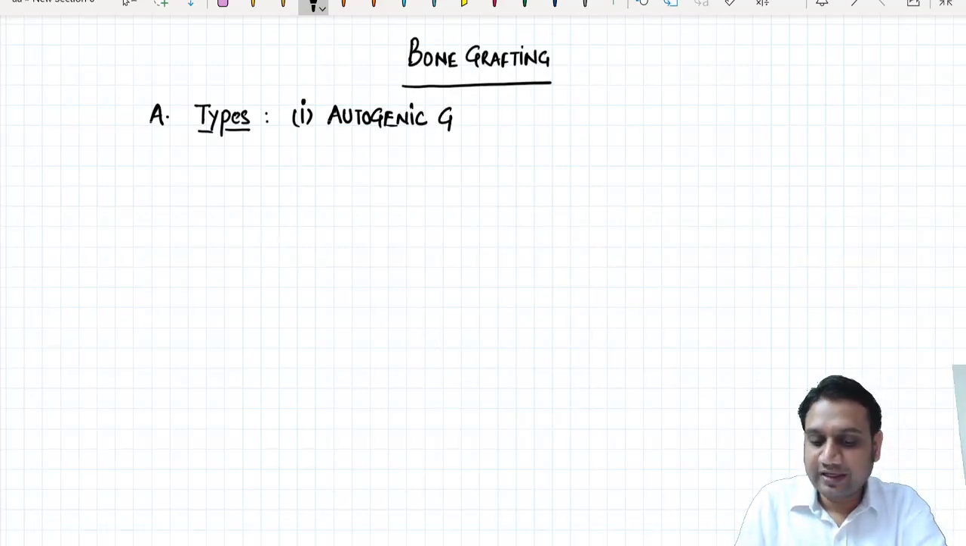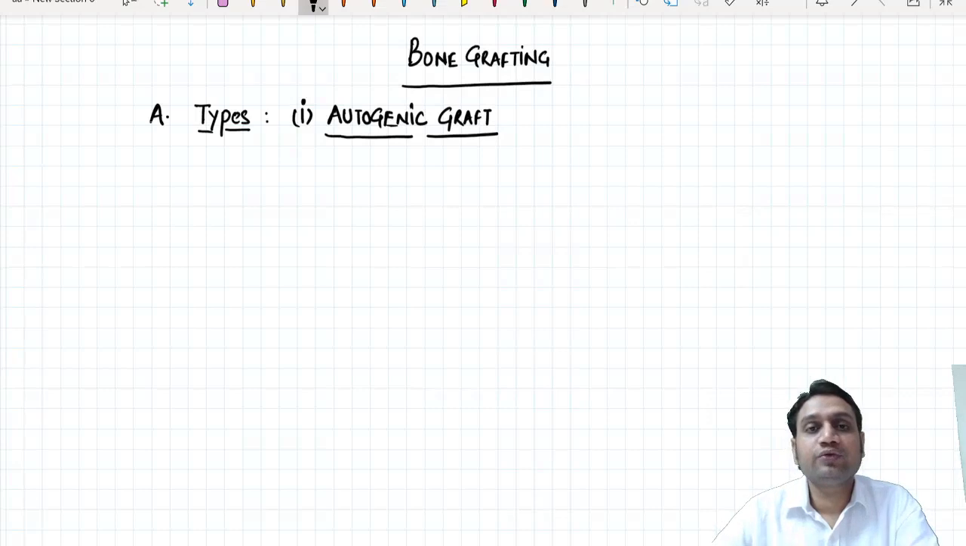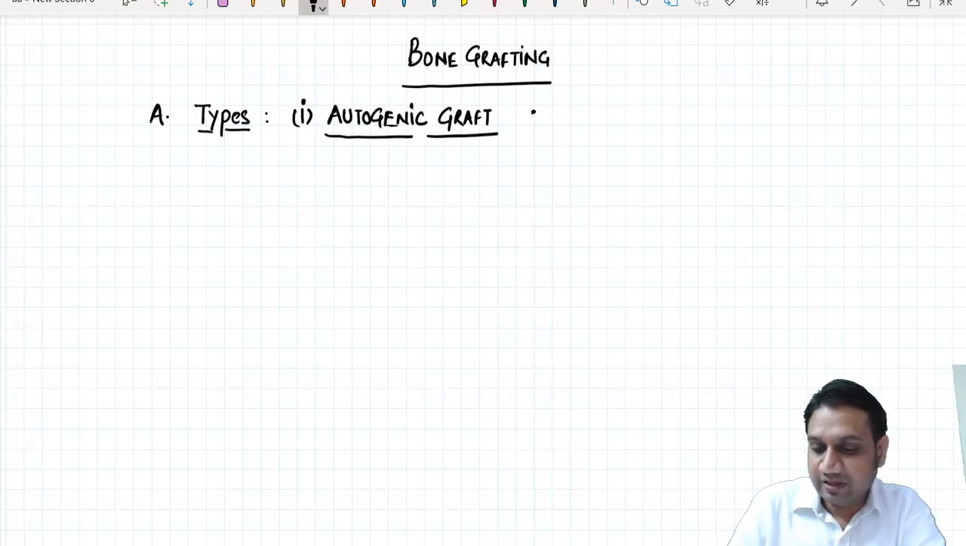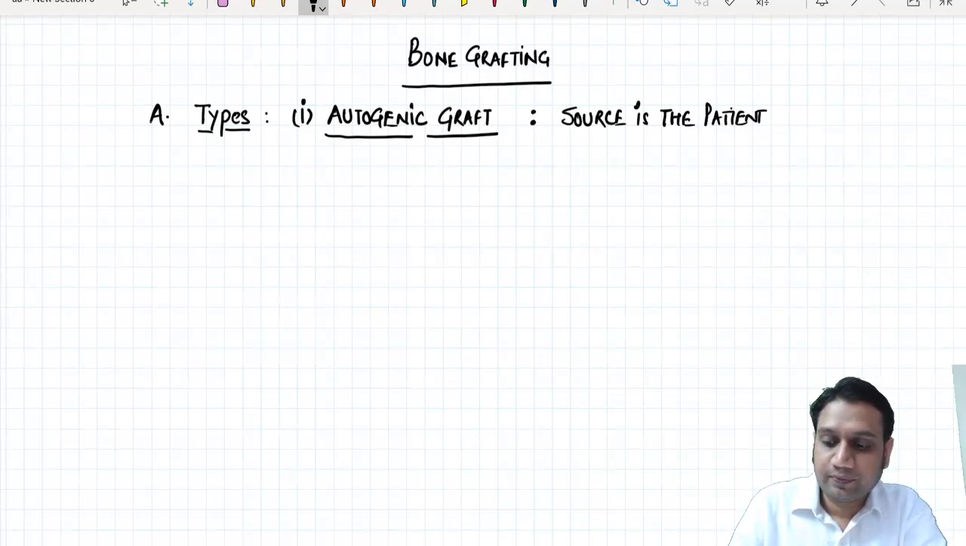What is the meaning of that? Autogenic graft means that you have taken the graft from the patient only. In whomsoever it is required, you have taken a graft from him only. For example, if somebody is coming to you with a fracture of femur or a fracture of tibia, or let's say non-union of the bone, then you are taking out the graft from his own iliac crest or own fibula, depending on the type of graft required, cortical or cancellous. Okay? So when you are taking from the patient himself, who is the source here? The source is the patient himself. That is one important point.